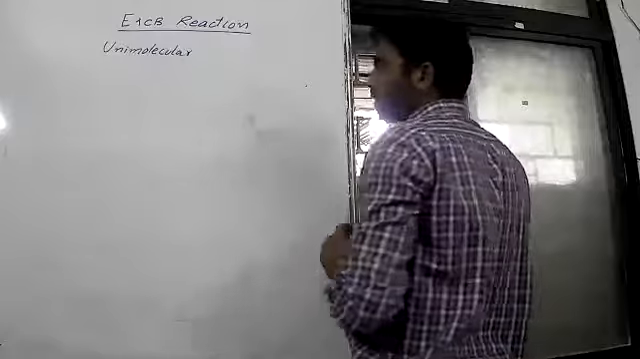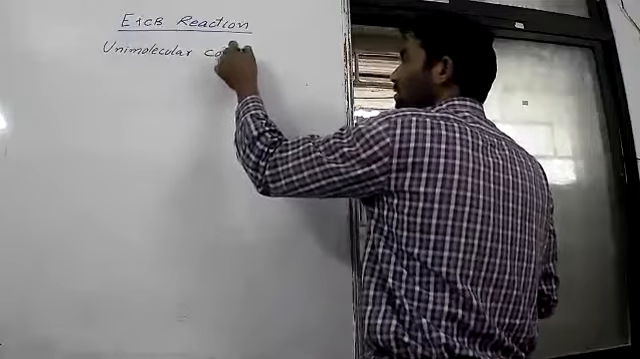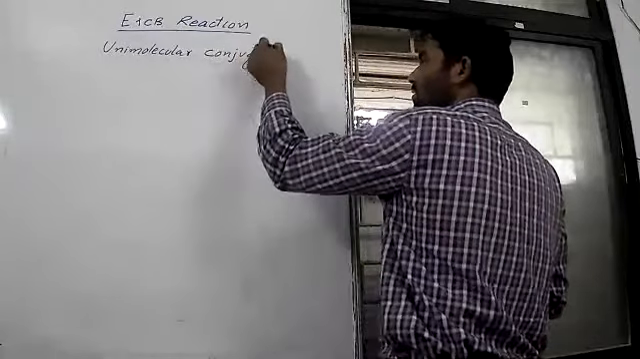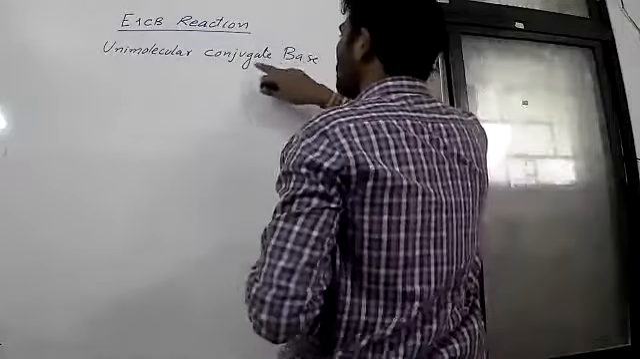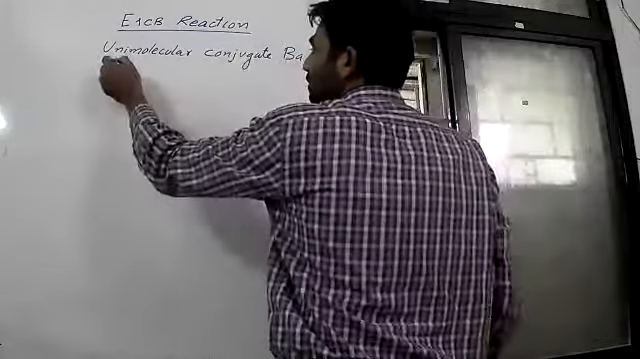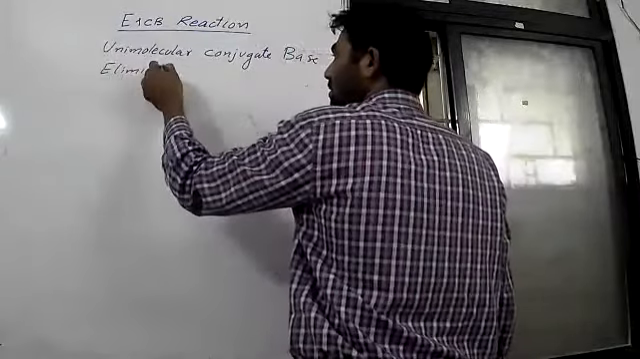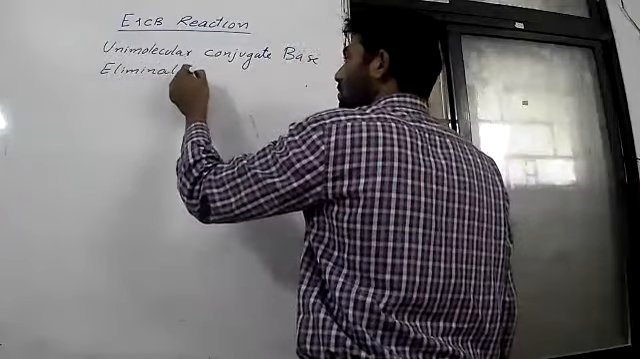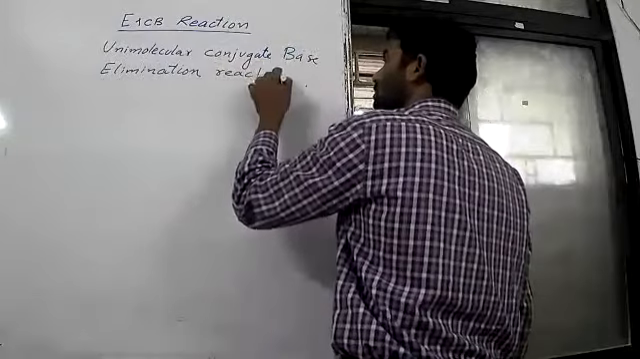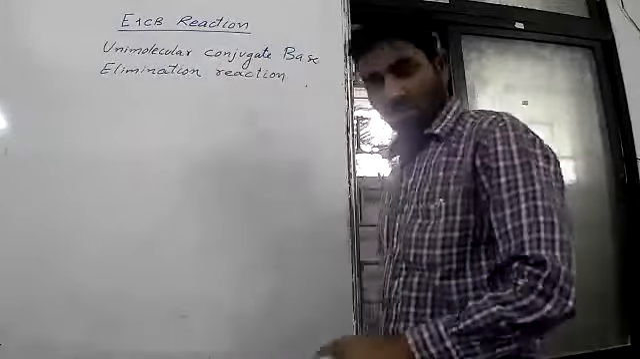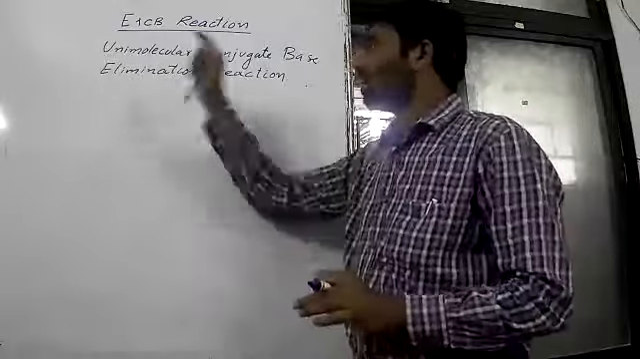unimolecular, C for conjugate, B for base, unimolecular conjugate base elimination reaction. So this is the long form of this reaction E1CB.